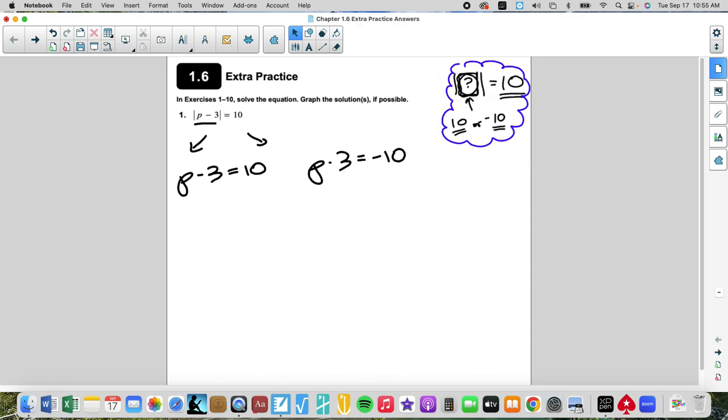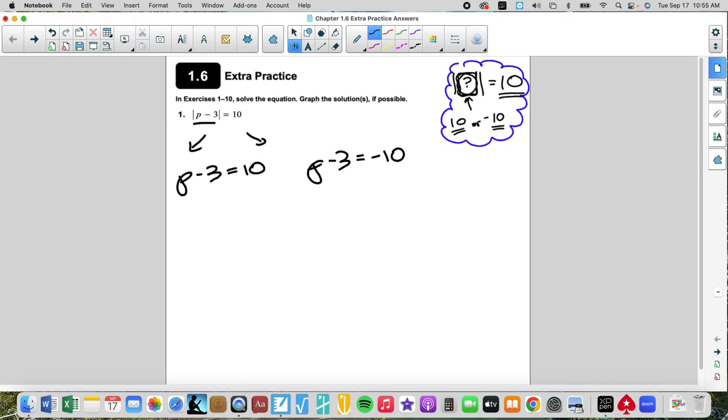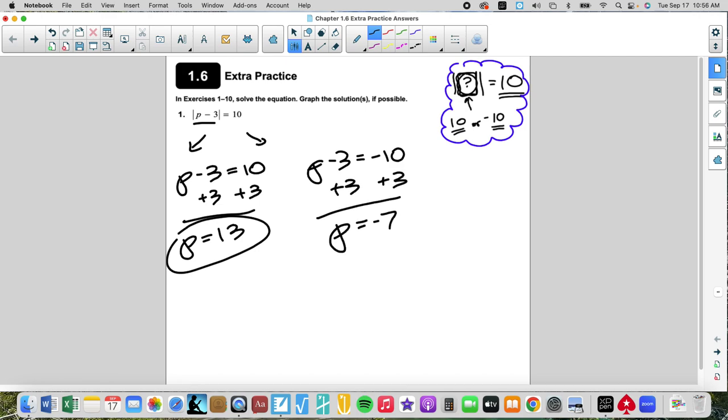So you will see that I will write two statements. And now we're going to solve it. Notice that when I write these two statements, the absolute value bar goes away. And now we're going to solve for P. We want to know what two situations P can have. The two situations are P can either be 13 or it can be negative 7.